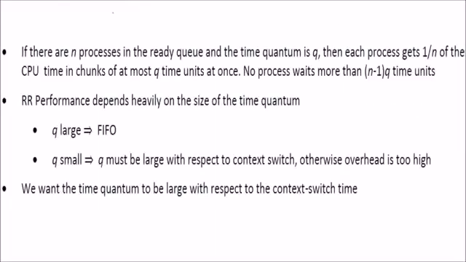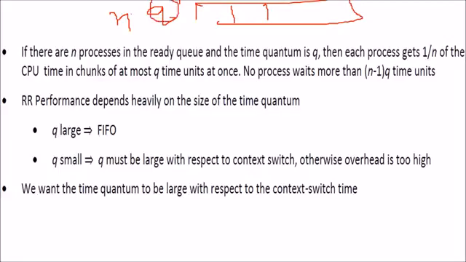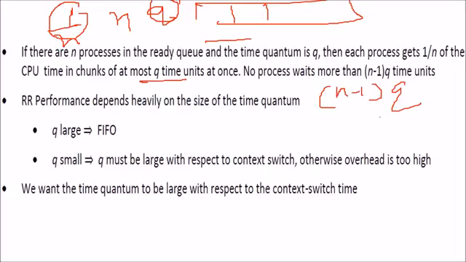If there are n processes in the ready queue and the time quantum you have decided is q, then how much CPU time does each process get? That will be 1 by n of the CPU time, in chunks of at most q time units at once. So no process waits more than (n minus 1) times q time units. So the round robin performance heavily depends on one thing, that is the size of the quantum you have taken.